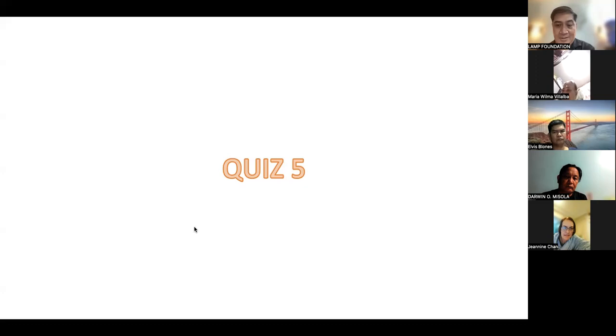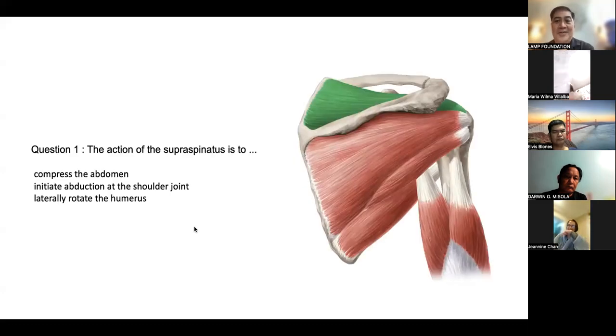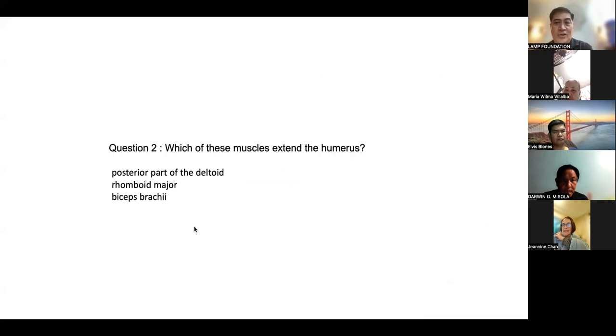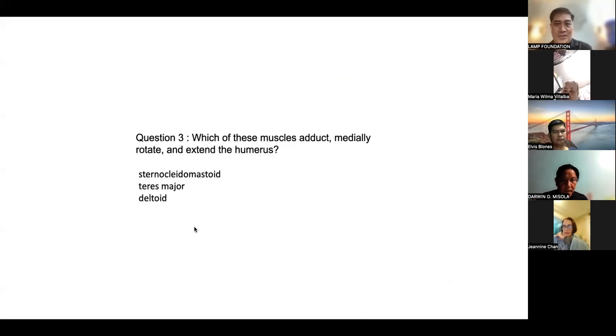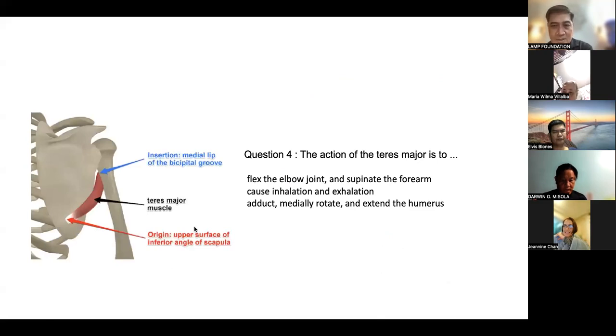You look quite prepared. The action of the supraspinatus is to initiate abduction at the shoulder joint. Okay. Great. Which of these muscles extend the humerus? The posterior part of the deltoid. Now you know. Which of these muscles adduct, medially rotate, and extend the humerus? Teres major. The action of the teres major is to adduct, medially rotate, and extend the humerus.